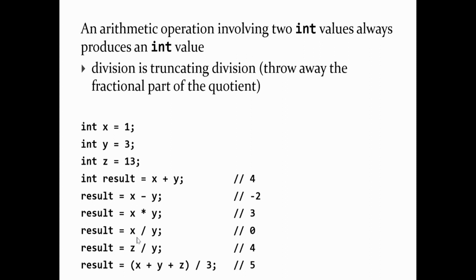Let's see, what's x divided by y? So 1 divided by 3. Again, in Java, compute the quotient, so that's 1/3, so 0.3333. Throw away the 0.3333, you get 0. Z divided by y, so 13 divided by 3 is 4 and a bit. So throw away the and a bit, and you get 4.